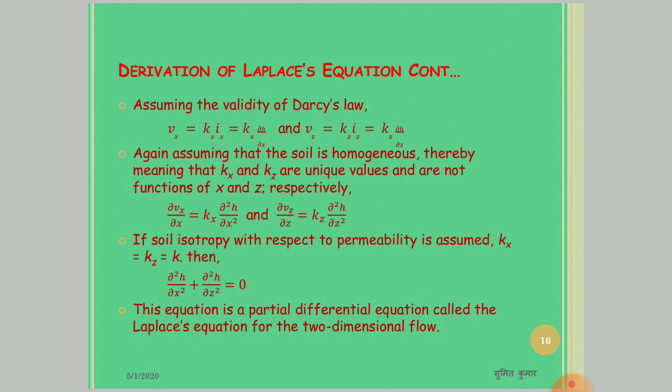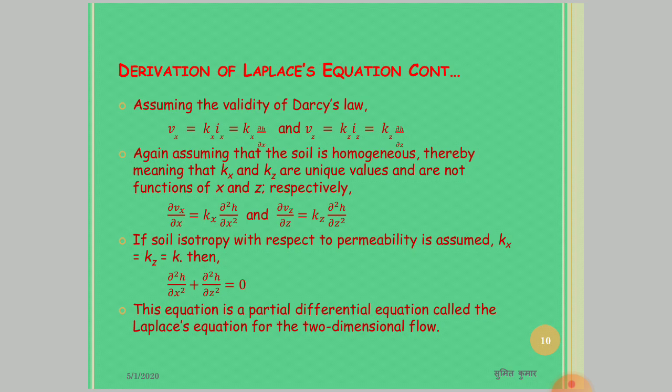From Darcy's law, we can write velocity v is equal to ki. Now here Vx will be kx into ix, which can be further written as kx into ∂h/∂x, where h is the head causing flow. Similarly, Vz can be written as kz into ∂h/∂z.